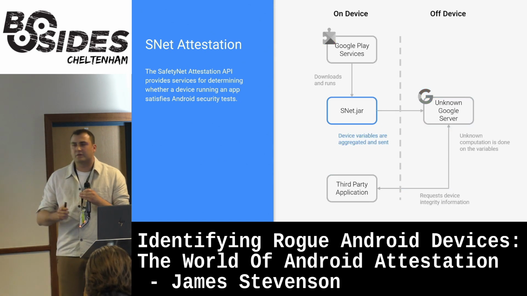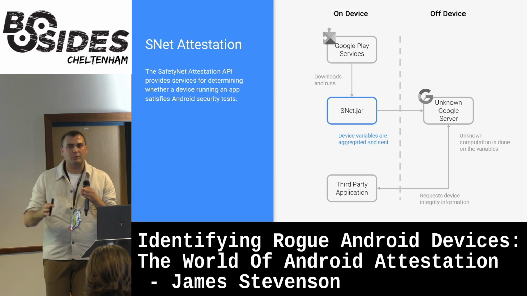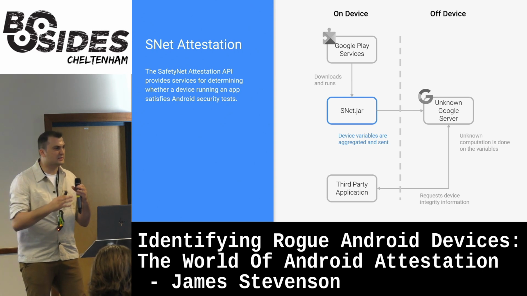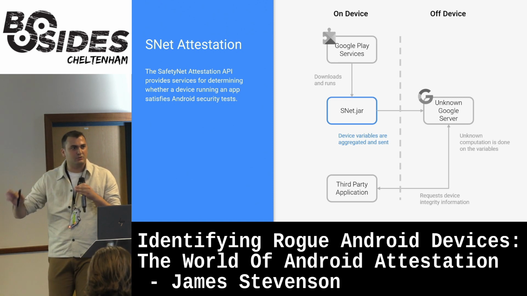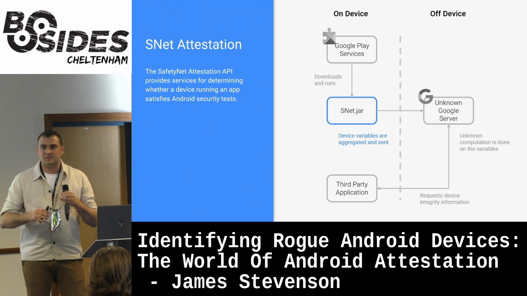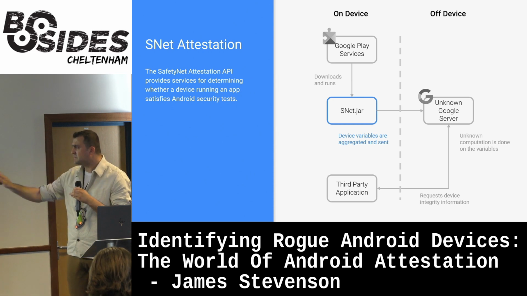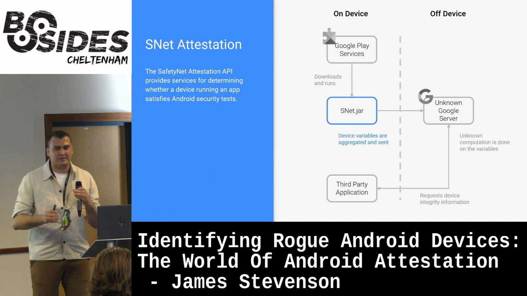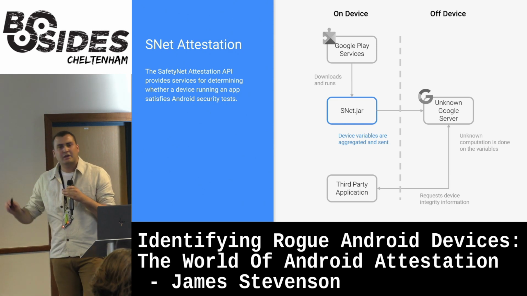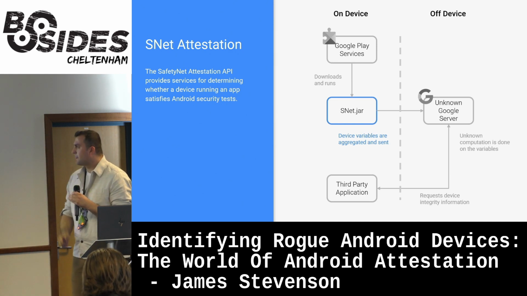So that server is closed off, right? We have no idea what happens on that server. We can assume that it's some sort of machine learning model. But what we can look at is these snet.jar files that get downloaded onto our device. So that's what we're going to have a look at now. We're going to have a look at one of these snet.jar files. It's from around about 2020 or so, and we're going to have a look at what's actually happening in there.